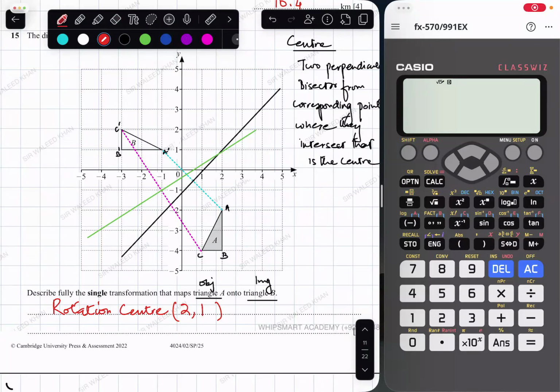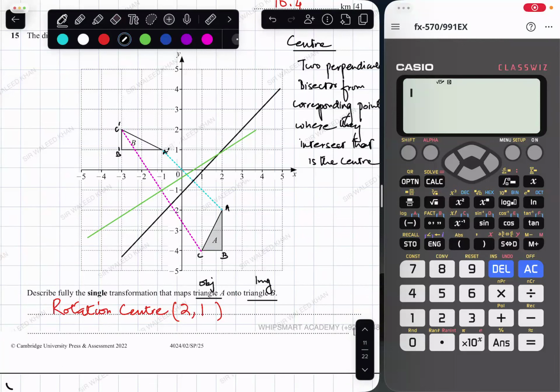So the compass method is more accurate. If you use the ruler, well and good, no issue. कोई मसला नहीं. Just if your lines fall short of the integer point, just select the integer points. Okay, the closest one. So this is your center.